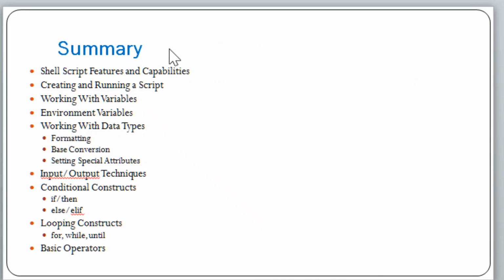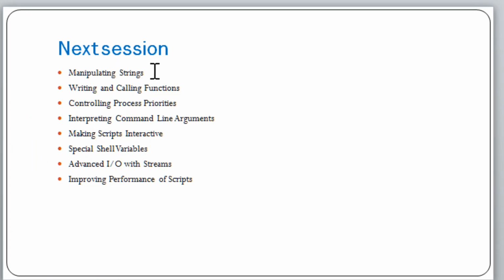So guys, in summary, we went over shell script features and capabilities, creating and running a script, working with variables, environmental variables, working with data types such as formatting, base conversion, and setting special attributes. We went over input and output techniques, conditional constructs such as if then, else if, and looping constructs such as for, while, and until, and basic operators. Next session, we're going to be going over manipulating strings, writing and calling functions, controlling process priorities, interpreting command line arguments, making scripts interactive, special shell variables, advanced I/O with strings, and improving performance of scripts.